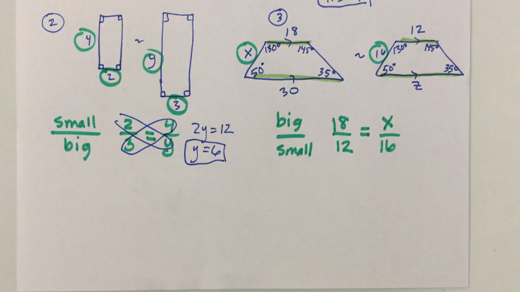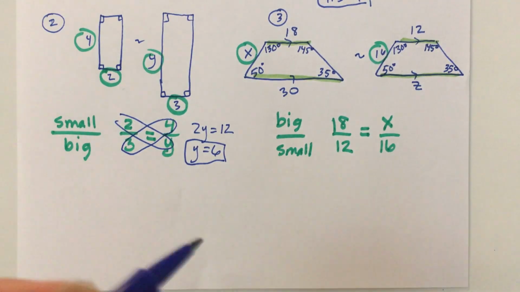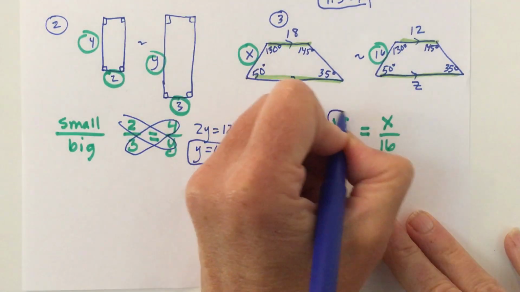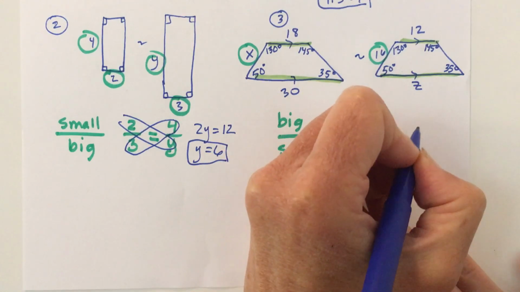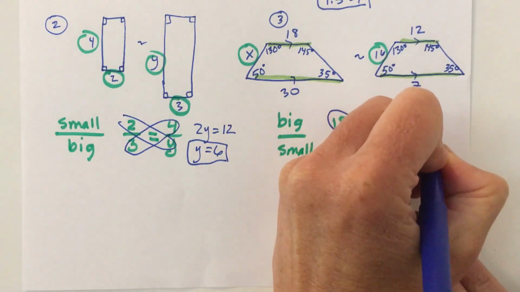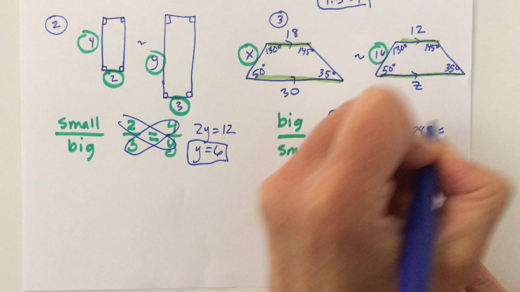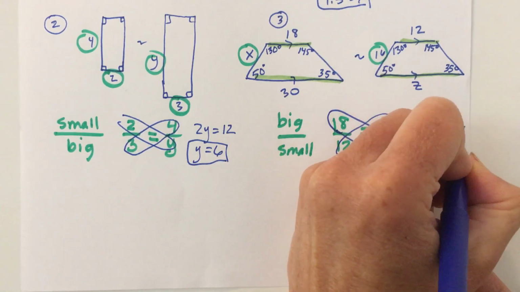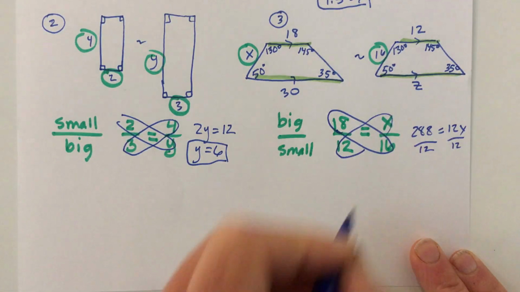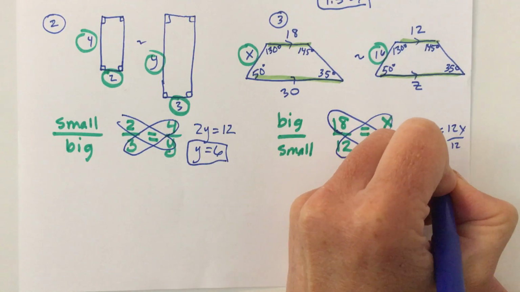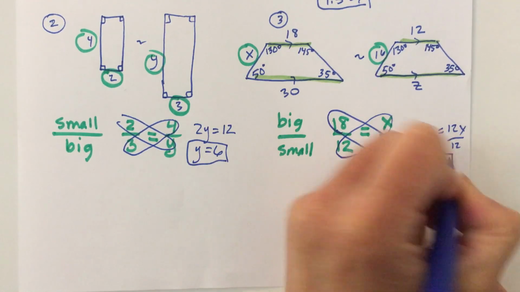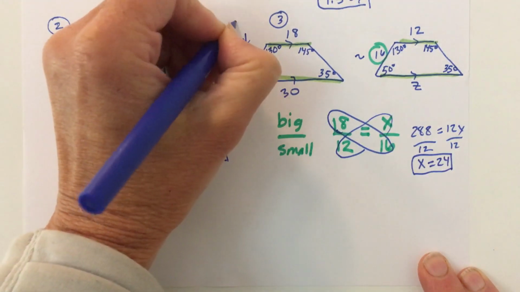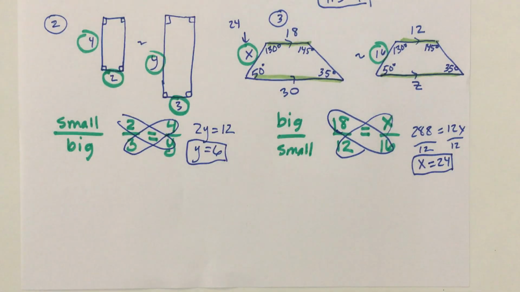To solve, you cross multiply. Okay, so you get 18 times 16, which is 288, equals 12 times x. Divide by 12, and you get x equals 24. So now we know that this number right here equals 24. It is bigger than the 16, so that makes sense.